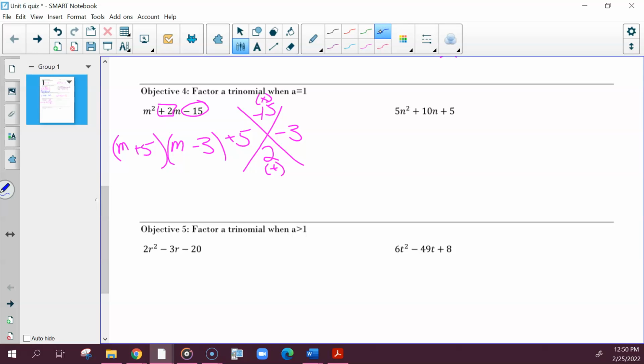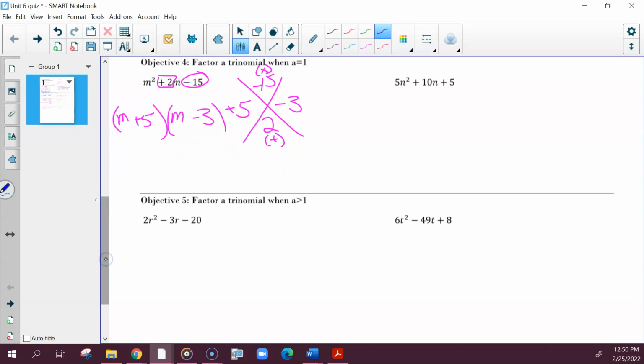For the second one, there's a number in front of your variable. Check and see if you have a GCF. I'm going to do this one 2 ways, just in case you don't see it has a GCF. So if you see it has a GCF, I can divide all of these by 5. You can start there. We divide everything by 5. We're left with n squared plus 2n plus 1.